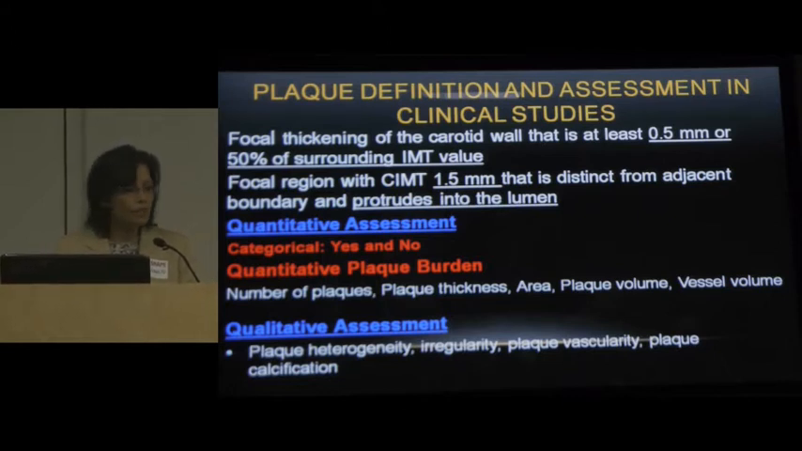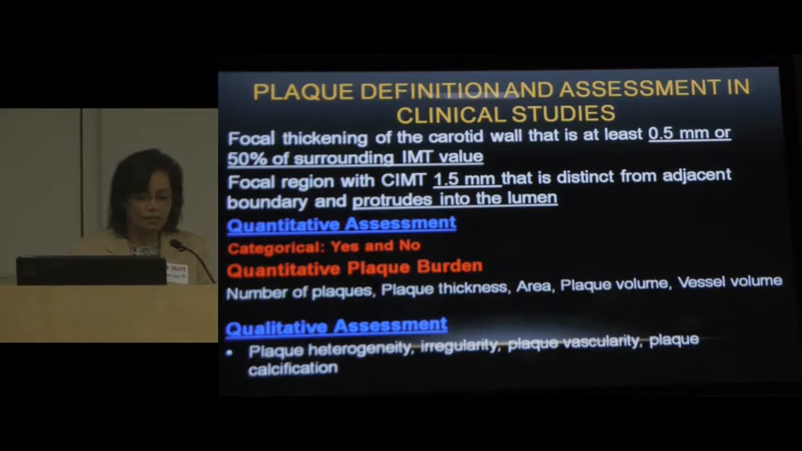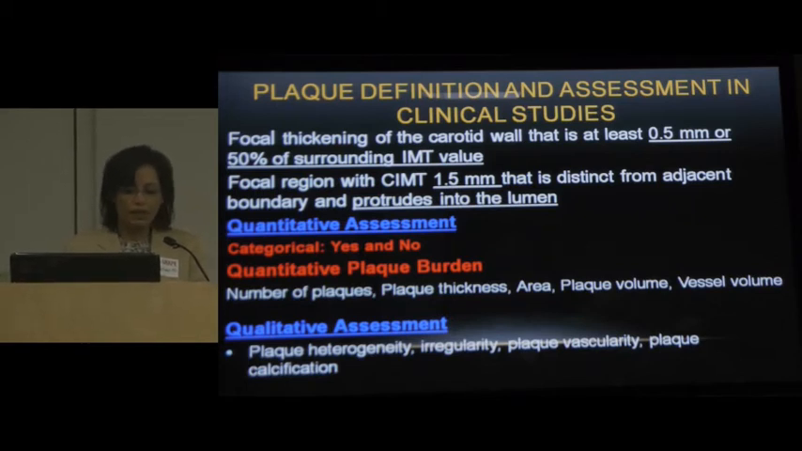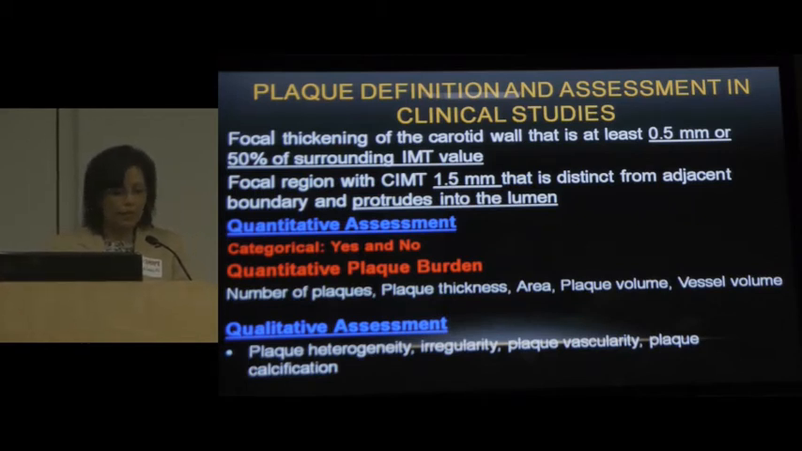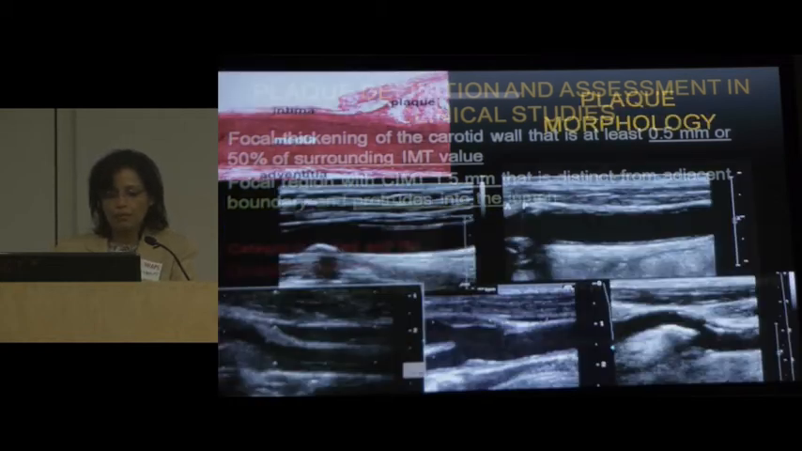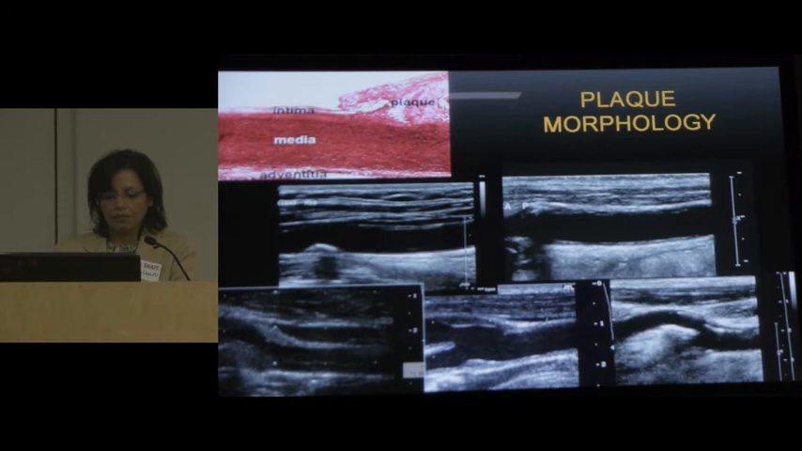And then there is qualitative assessment of plaque, as Dr. Narula alluded to in his talk, by ultrasound that would relate to plaque heterogeneity, plaque irregularity, plaque vascularity. Fine C from Chicago is a big proponent of this, and plaque calcification, which really express different phenotypes of atherosclerosis within a plaque.